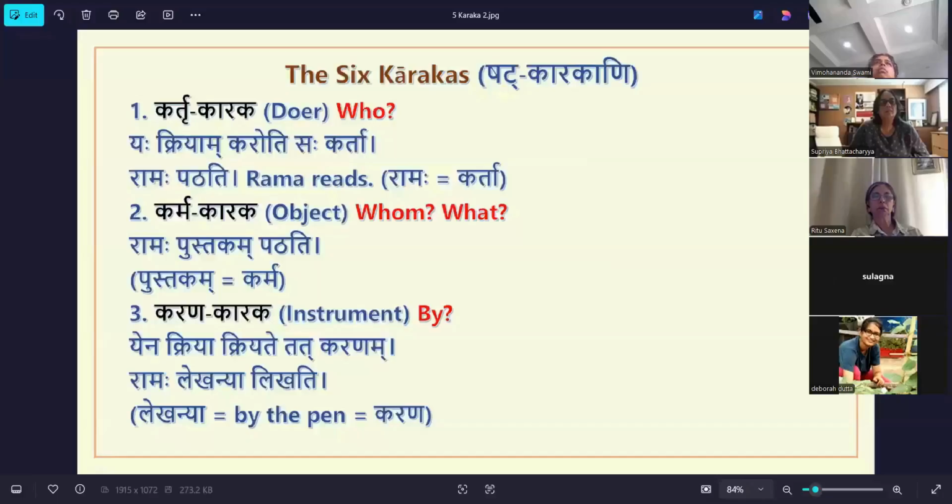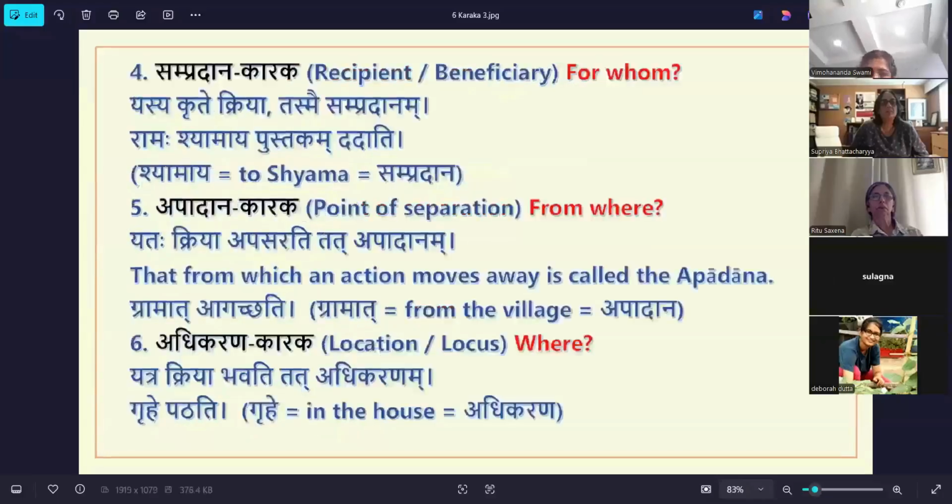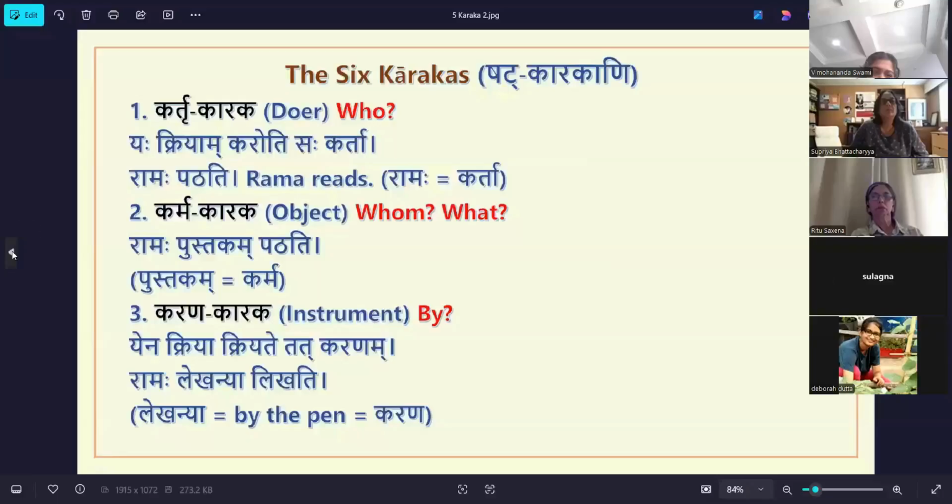So first vibhakti, always remember this. If you want to know where you will apply the first vibhakti in a sentence, ask yourself this question: who? Who is doing that? I have put it in red. This is the marker. Who is doing that? He is the karta, and prathama vibhakti will be added to that.